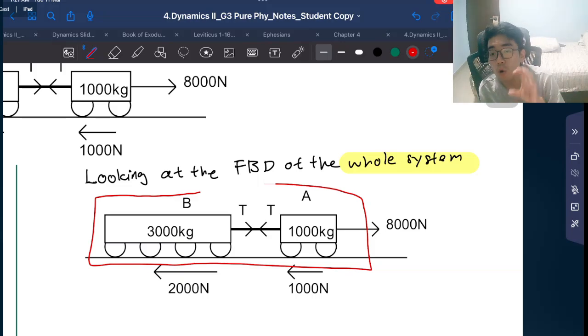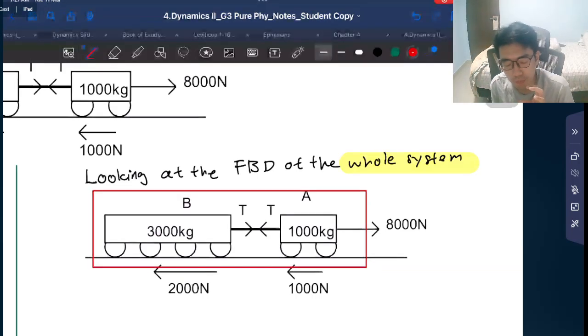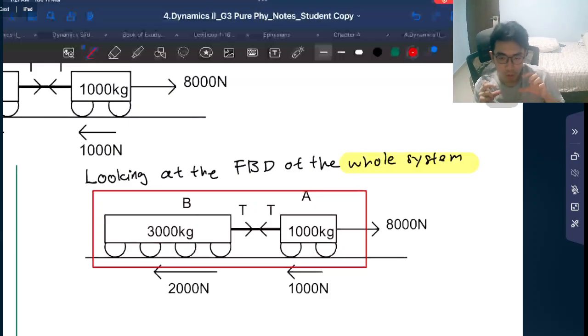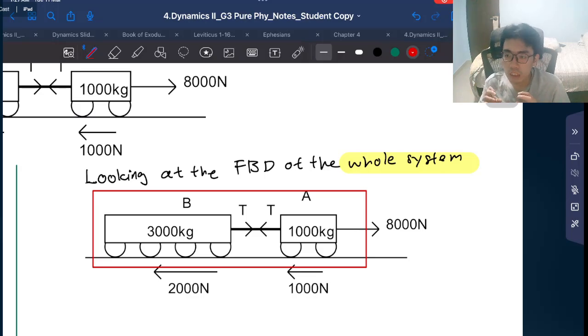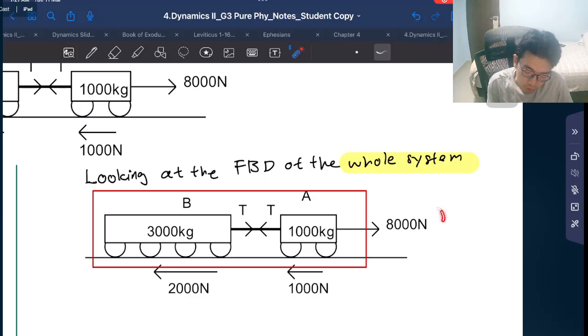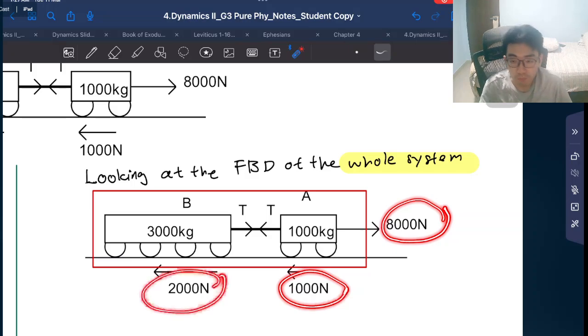I'm looking at the whole system, right? So you ask yourself, for the system of A and B, what are the forces acting on it? Means that if A and B is considered as only one object, what are the forces acting on it? Okay, you have your 8,000 newtons, you have your 1,000 newton of friction and your 2,000 newton of friction.